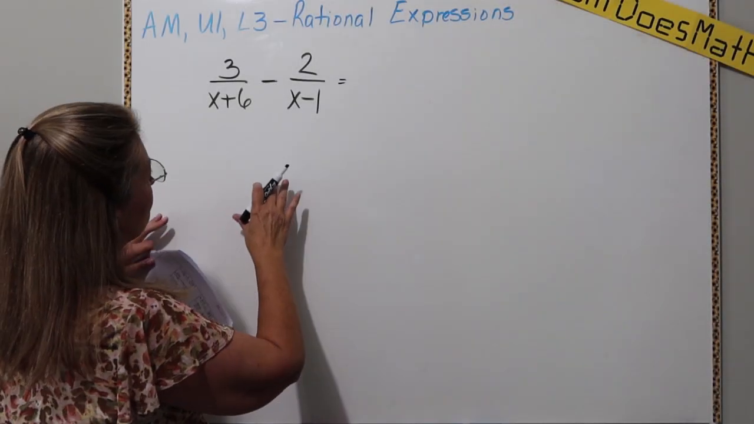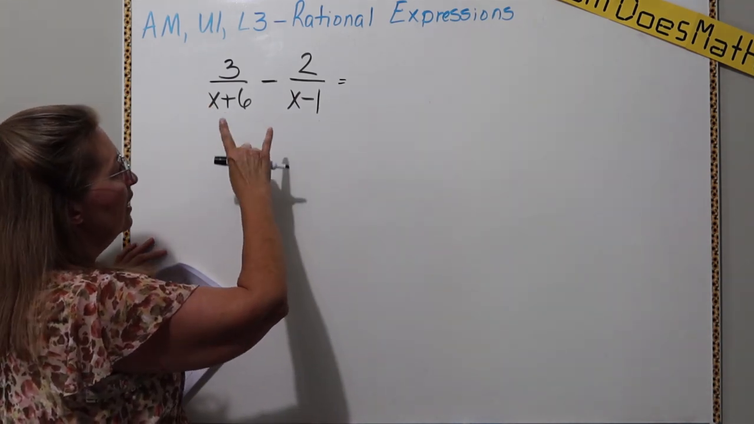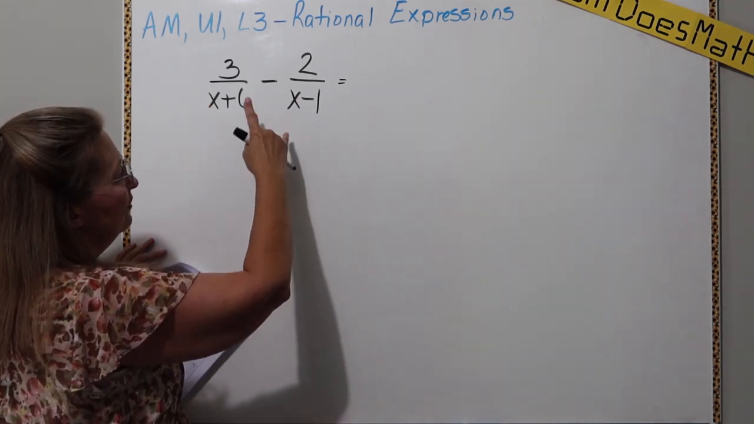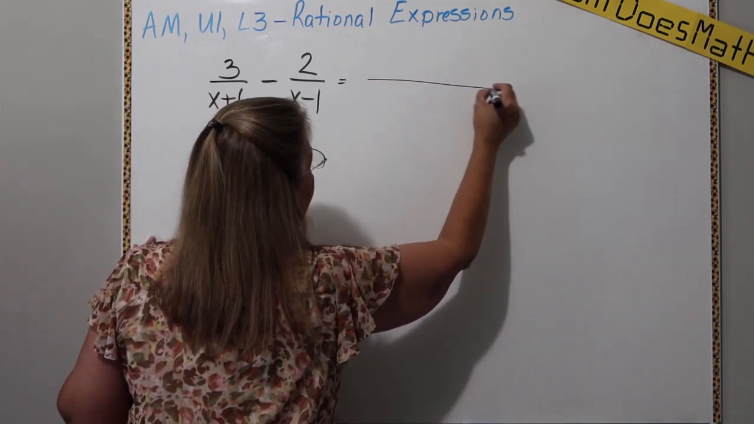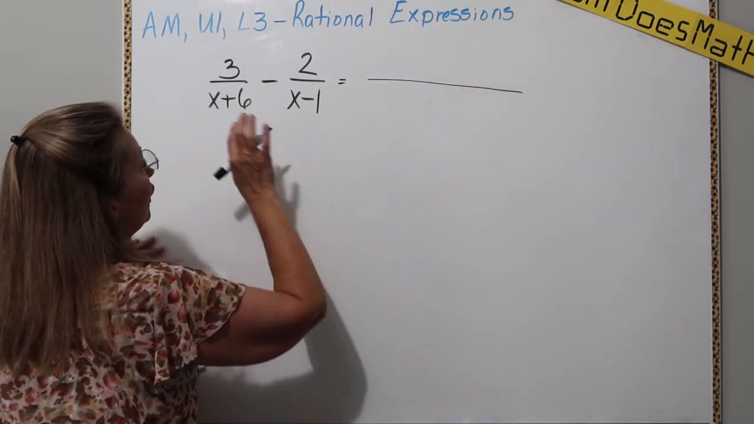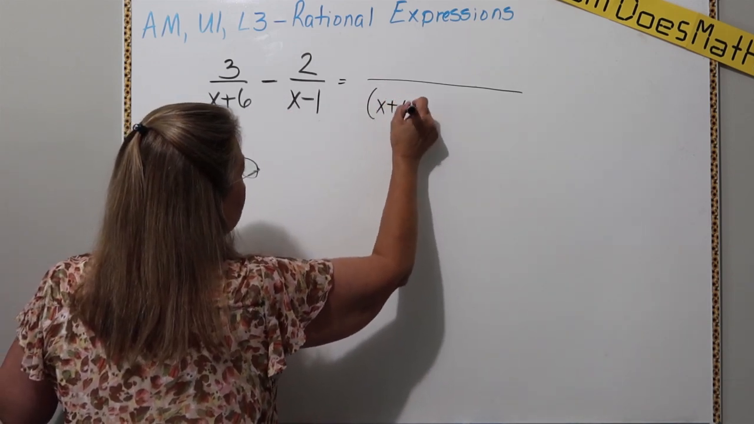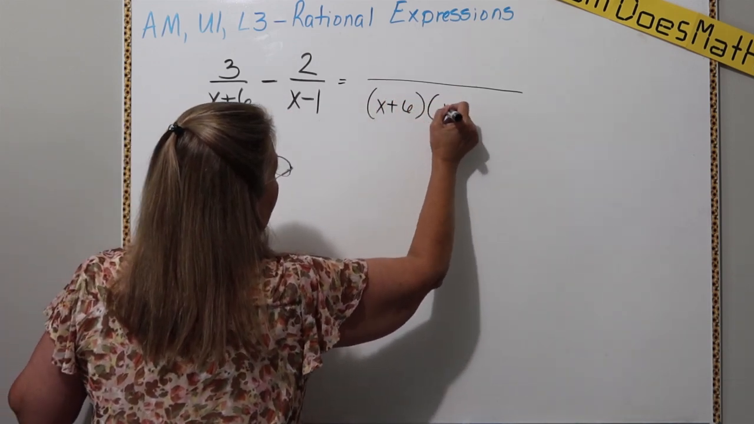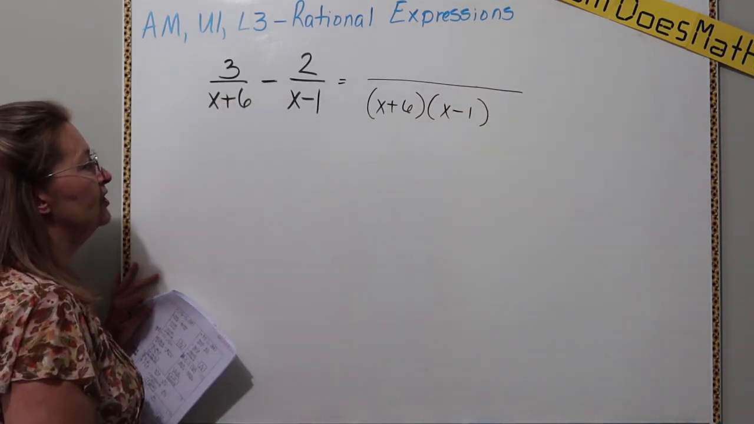Okay, let's tackle number 12. Now we have these two fractions subtracted, and we need common denominators. Now there's nothing to factor here. They're already in factored form. So let's come over here for our new fraction. We're going to take one of each factor. So we have x plus 6 and x minus 1. All right, that's all there is. There's no powers, so we're good to go.